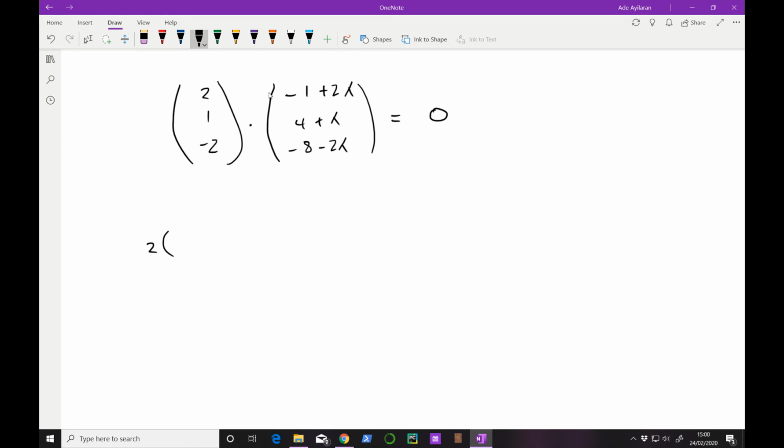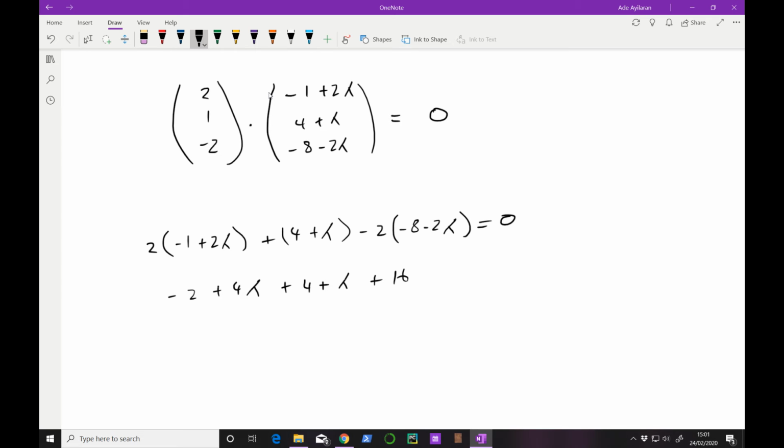2 times minus 1 plus 2 lambda, plus 4 plus lambda, also in brackets, minus 2 times 8 minus 2 lambda equals 0. That's going to give me minus 2 plus 4 lambda plus 4 plus lambda plus 16 plus 4 lambda equals 0. I collect like terms. So that's going to be 9 lambda equals minus 18. So lambda must equal minus 2.